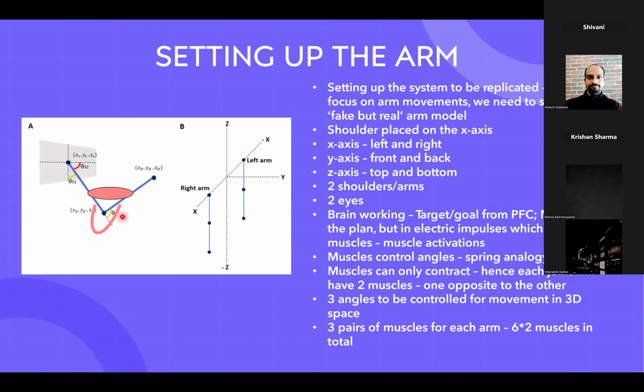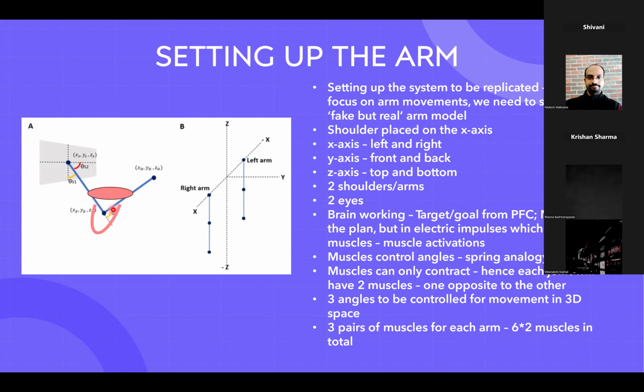Now, to do that, what is your brain going to do? There are two important parts in the brain that you need to consider here. One is the PFC, which is going to tell your motor centers where the target or the goal location is. Once the PFC has communicated that to the motor cortex, the motor cortex needs to send electric impulses to the muscles. These are called muscle activations. Why is it necessary to do these muscle activations? Because the muscles are the ones that are controlling the angles.